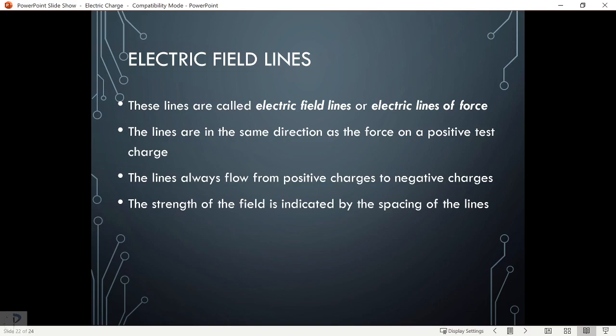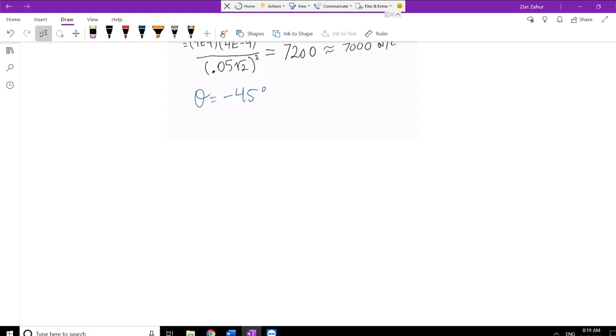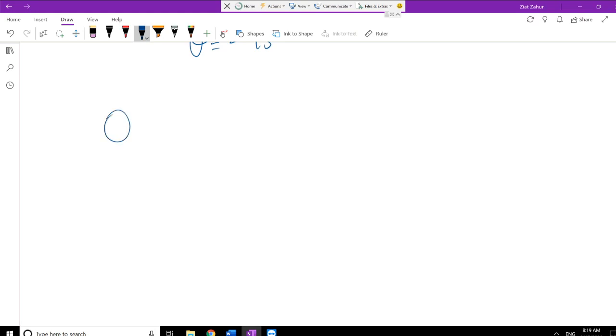If we can go back to our OneNote. One way to show that the electric field is strong is to draw the lines close together. So let's say we had like a uniform electric field where we put a bunch of charges next to each other.